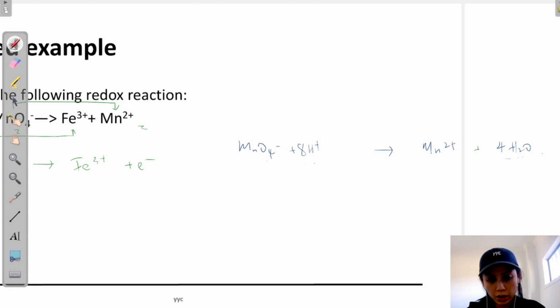Over here, a net charge of +2. So all I need to do now is to make sure that I add enough electrons to balance it out. So there's 5 here. If I include that, now it becomes +2. Okay, both sides are equal. All right, I'm happy. Both of my half reactions are balanced.